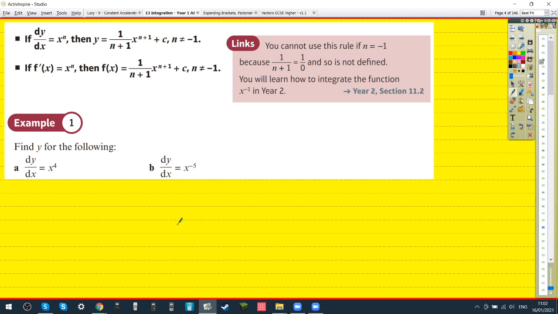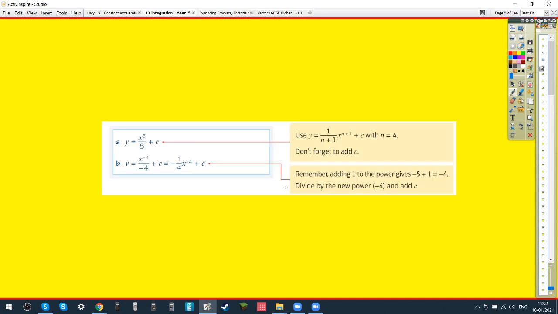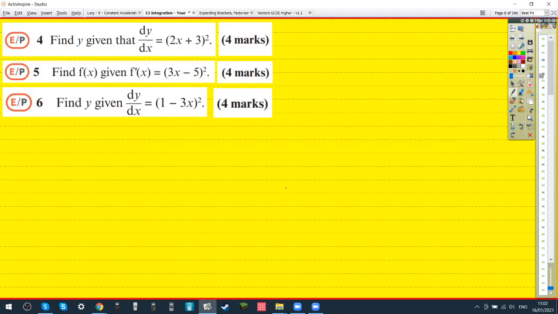So you add to the power first? Yep. So it'd be a fifth x to the power of 5, sorry. Yeah. And B, minus a quarter x to the power of minus 4. Hope that's it. Oh yes. Let me see.